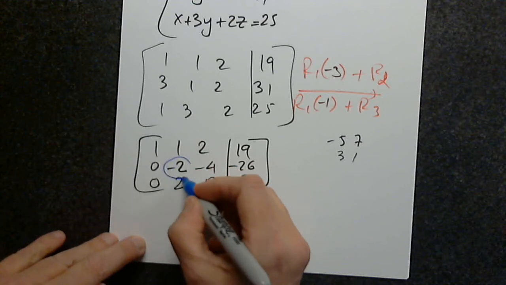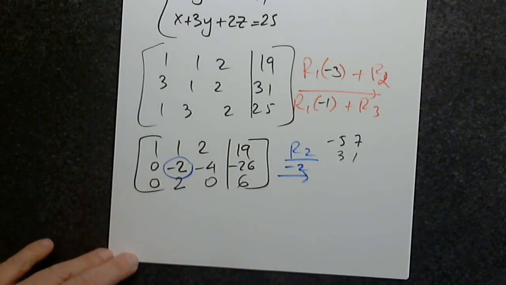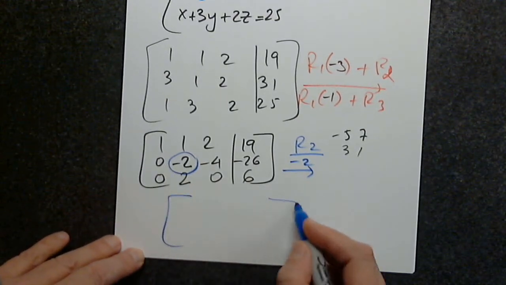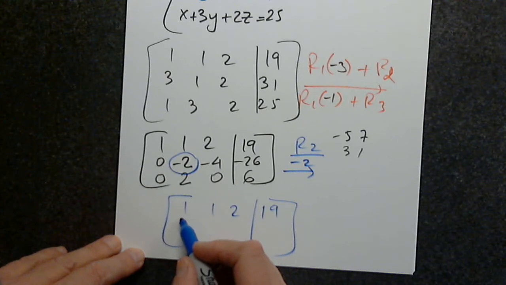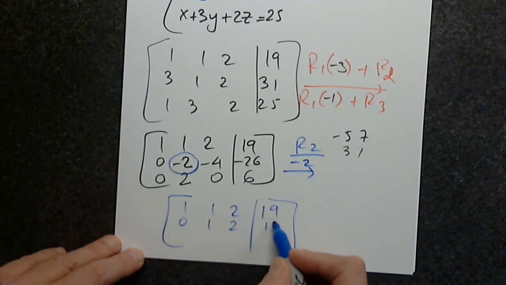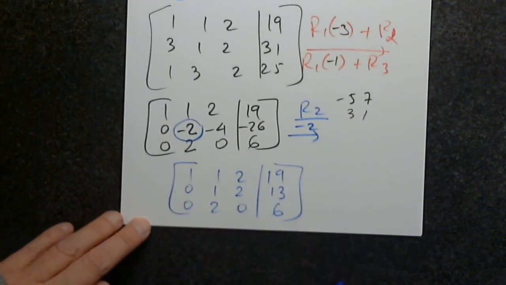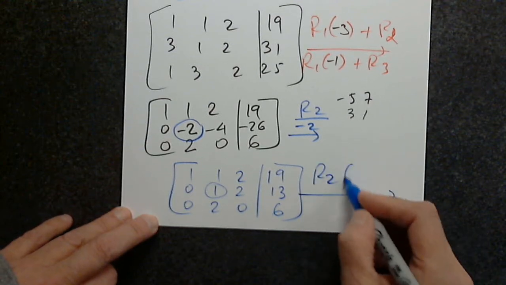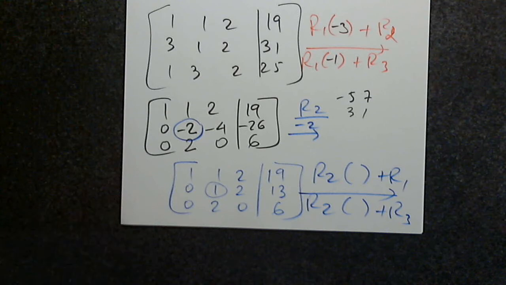Obviously, I want a 1 here. So I will divide row 2 by negative 2. And I get 1, 1, 2, 19, 0, 1, 2, 13, 0, 2, 0, 6. I got the 1. I will multiply row 2 now and add it to row 1, and row 2 and add it to row 3. So for row 1, I need -1, and for row 3, I need -2.